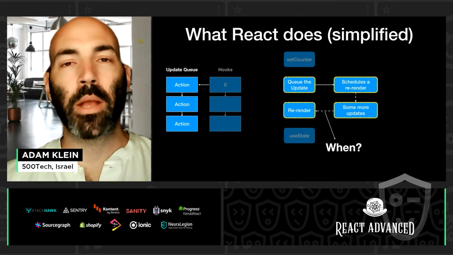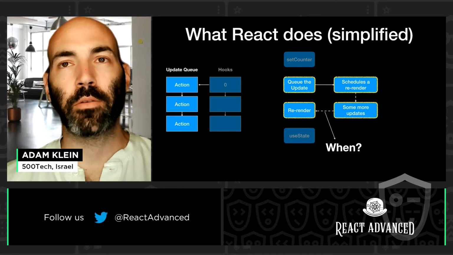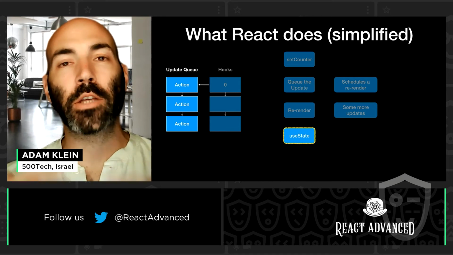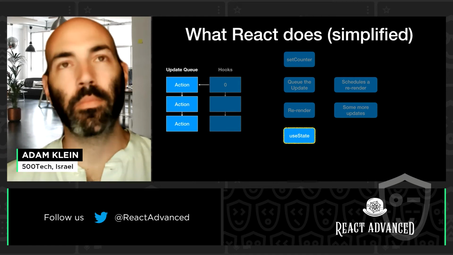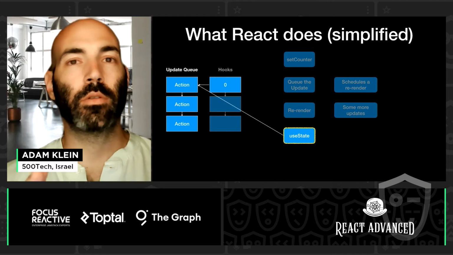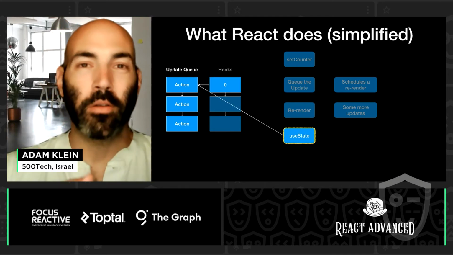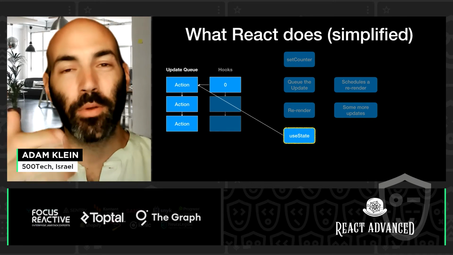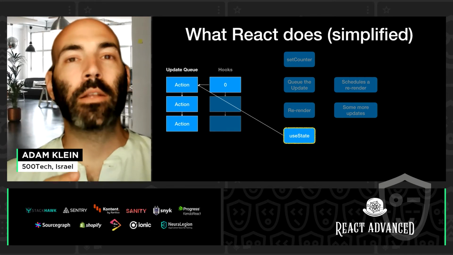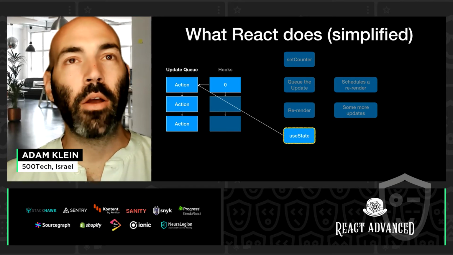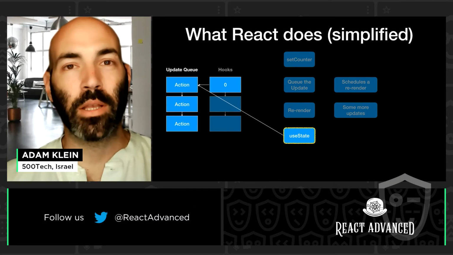And as I mentioned, we will discuss when this happens later. And now, and only now, when we actually re-render the component, we call useState. When we actually call useState during the render, React checks to see if there are any updates that are queued. And only then it will perform these updates.